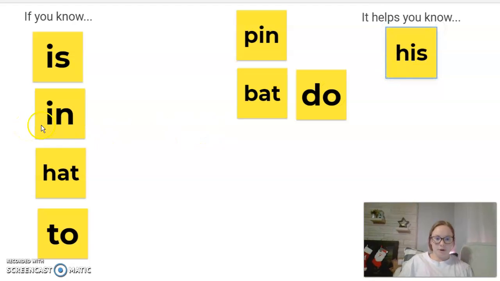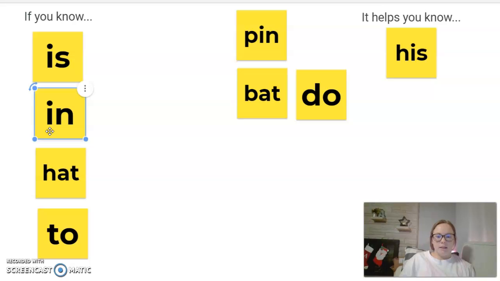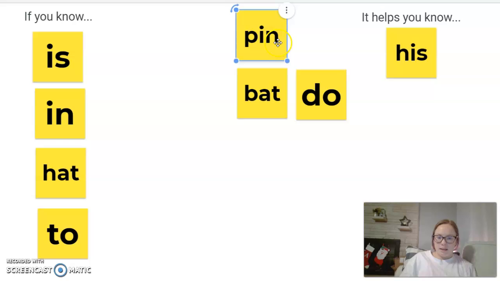Let's look at the next word. We know the word in. In. Can knowing the word in help us figure out one of these bigger words? You're right. This one. We see in at the end of this word. So we know that in says in. Now we just have to add the P sound on the beginning. P, in, pin.